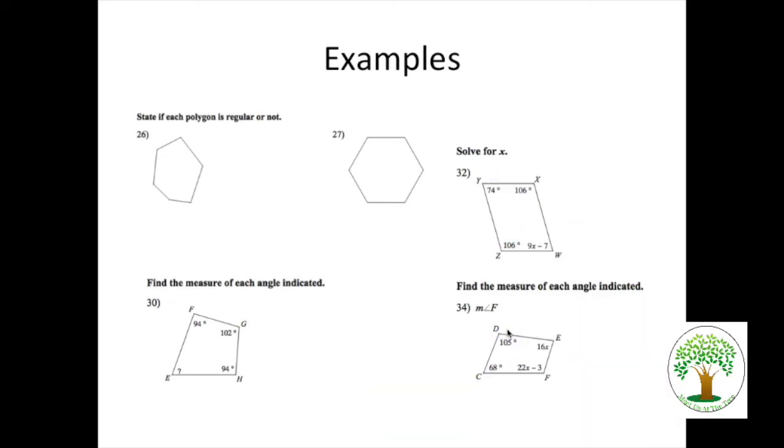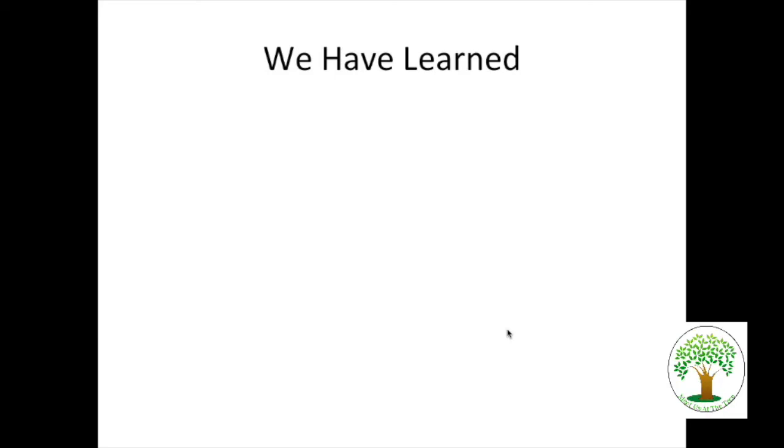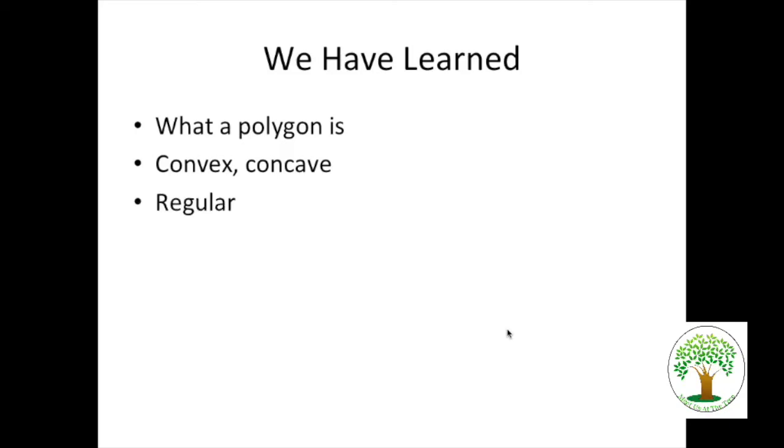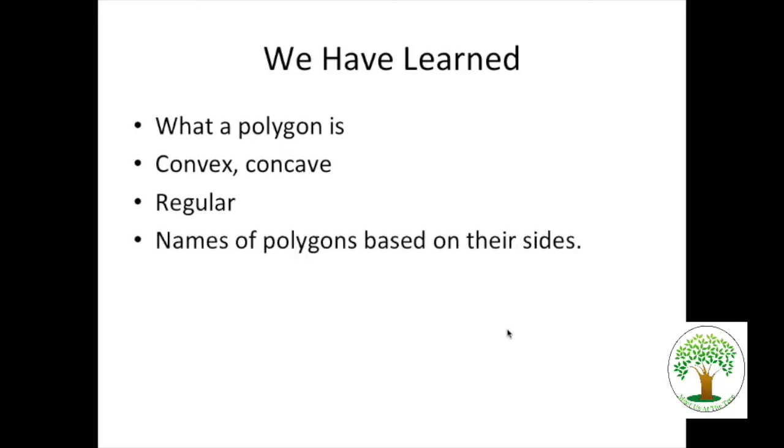Some of you might have already finished. Well, at least it's not as confusing as the other lesson. All right. This is what we've done so far, okay? We learned the definition of a polygon. We learned the difference between concave and convex. We learned what it means for a polygon to be regular, and we learned their names based on their sides. So if it has 3 sides, it's a triangle. 4 sides, quadrilateral, and so forth. And we also learned one more thing before we say goodbye. We learned that the interior angles of a quadrilateral add up to 360.